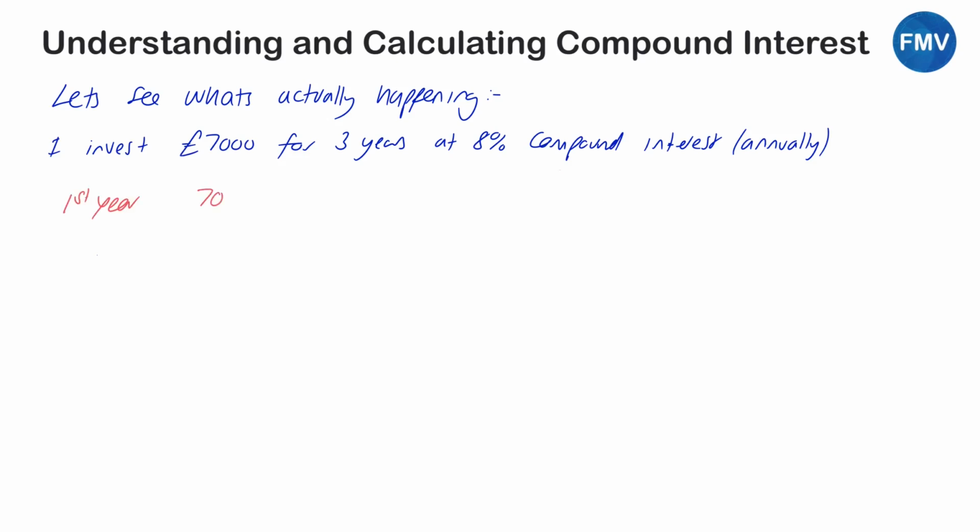We have £7,000 in there. We're going to multiply that by the 100% plus the additional 8%, which gives us a multiplier of 1.08. And if we do that, we will get, at the end of the first year, 7,560. Let's look at the second year. We've now got a new amount in our bank. We've now got £7,560, but we still get 8% on that.